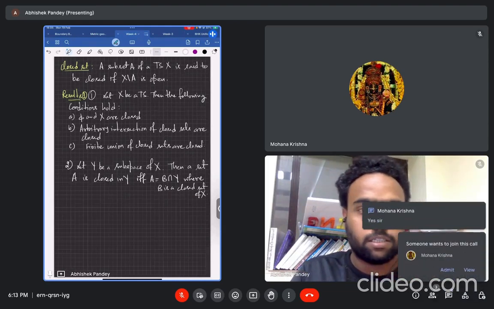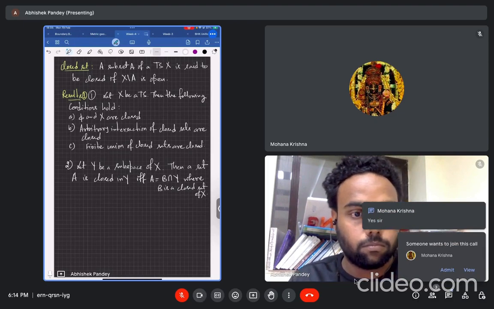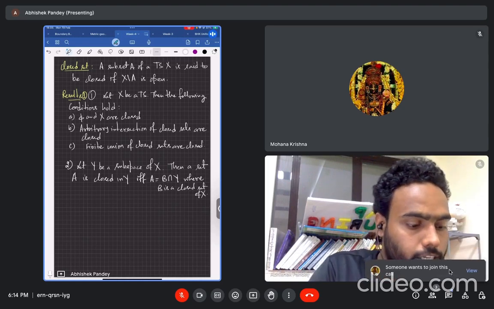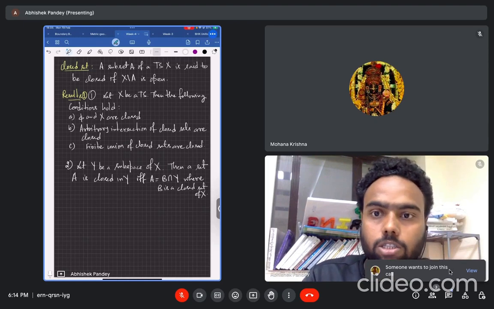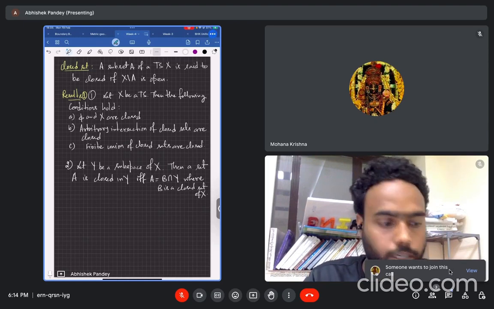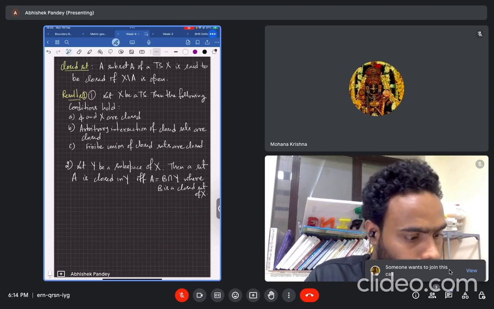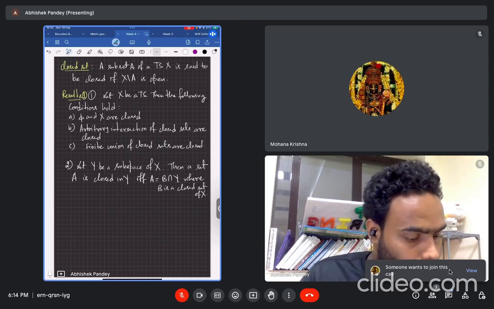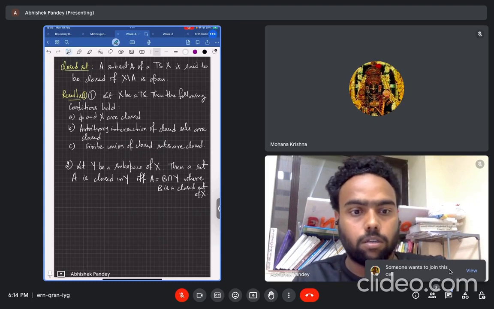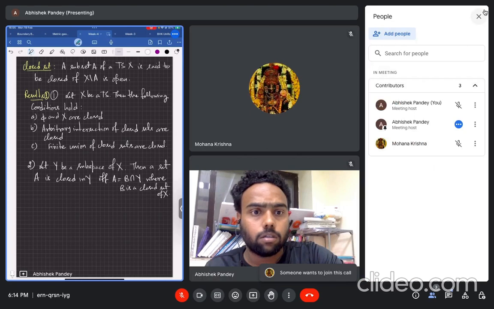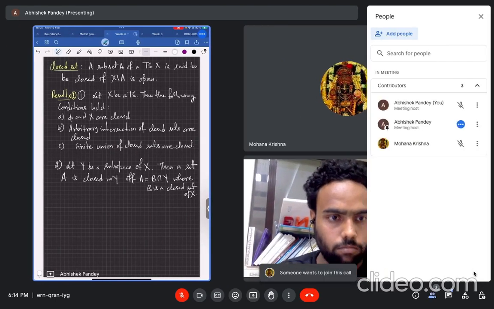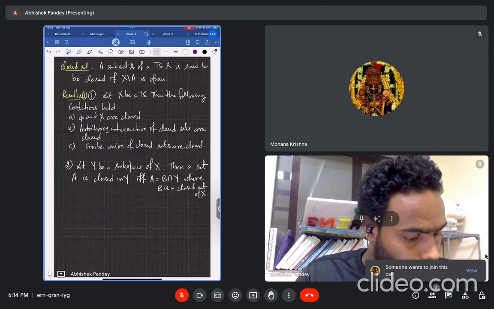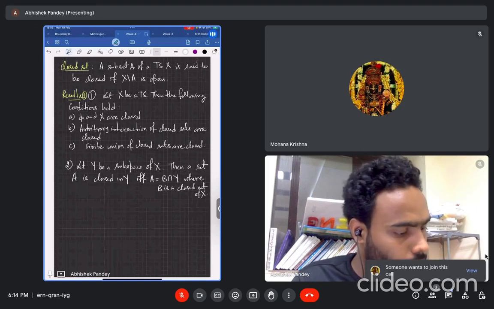So, let X be a topological space and A be a subset of X. Then A is said to be closed if X minus A is open, meaning X minus A belongs to the topology. Okay. For closed sets, we have the following properties: phi and X are always closed. An arbitrary intersection of closed sets is closed. A finite union of closed sets is closed. Okay.